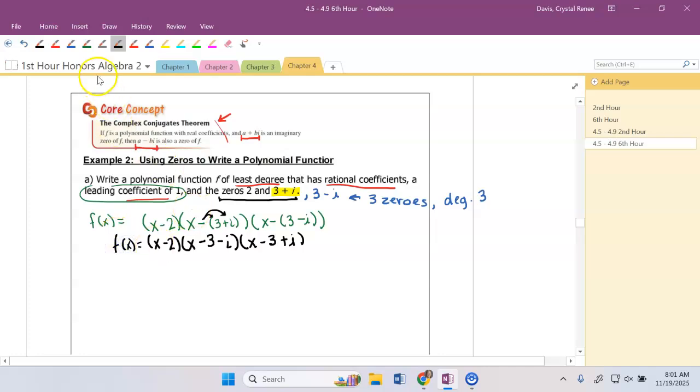Now it's just a matter of multiplying it out. I'm going to multiply these two first to clean up all the ugly stuff that goes on. I like to use the box. So I have a 3 by 3.